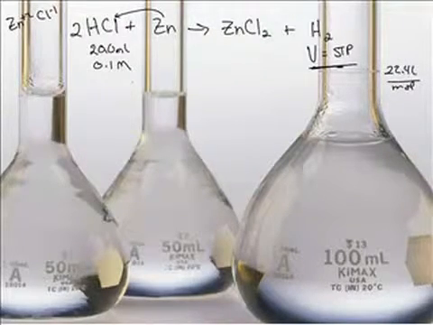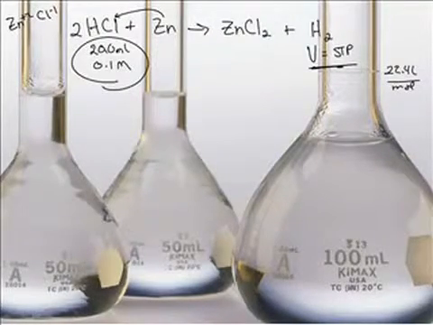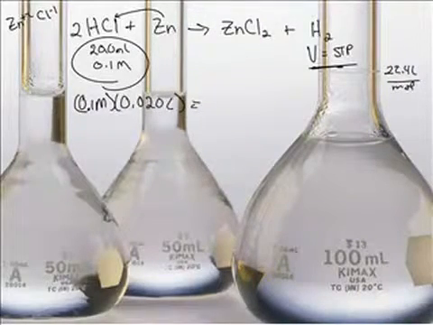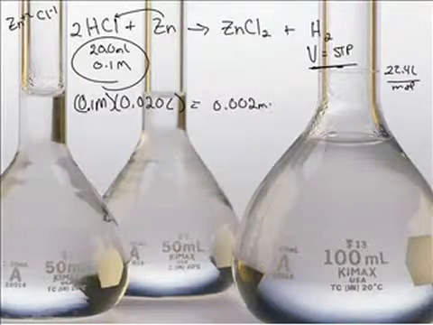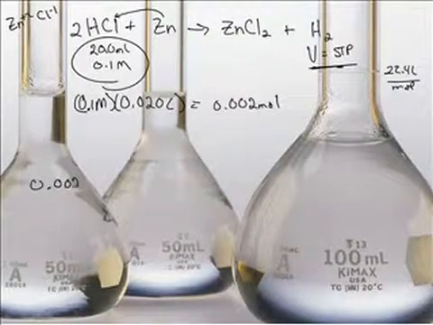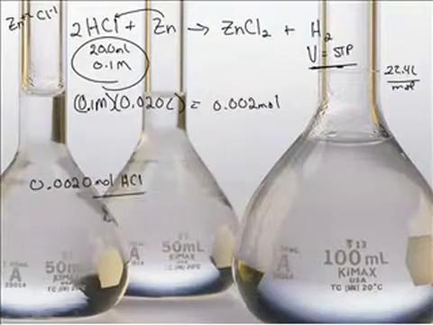All right, so this is simple stoichiometry. I have to do the M times V. So M is 0.1 molar times my volume, which will be 0.020 liters, right? So 0.1 times 0.02 is 0.002 moles of HCl.